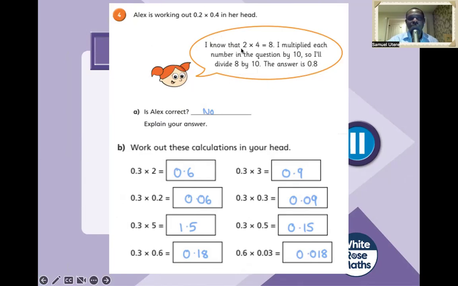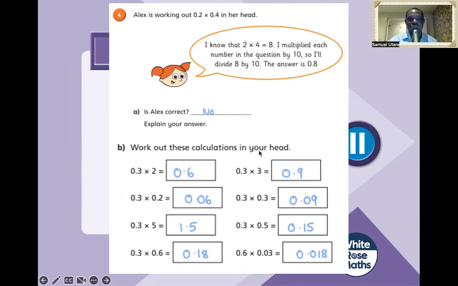You can see that this is to divide by 10 when you look at how 2 and 0.2 are connected and 4 and 0.4 are connected. You're dividing by 10 here and here. So your answer should be divided by 100, because to divide by 10 and to divide by 10 is to divide by 100.